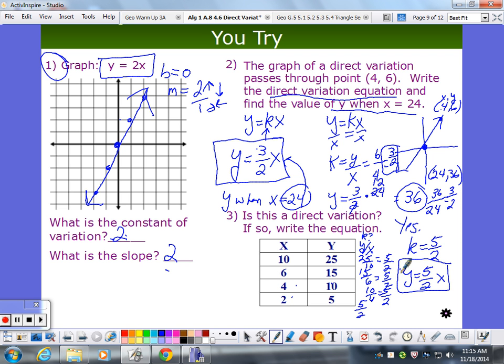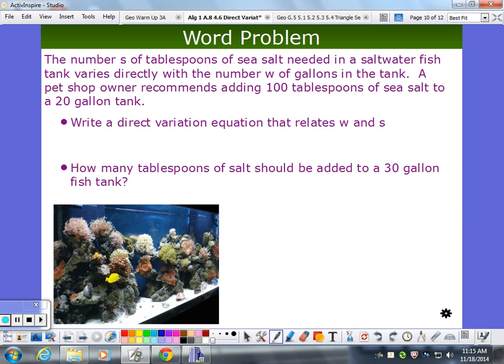This is what I want when I ask you for an equation. This is not what I want. You have to do this. The equation has x's and y's in it, and you filled in the number for k. Alrighty? There are word problems that we do with this, because life is a word problem. Yeah, it is. This one's easy.